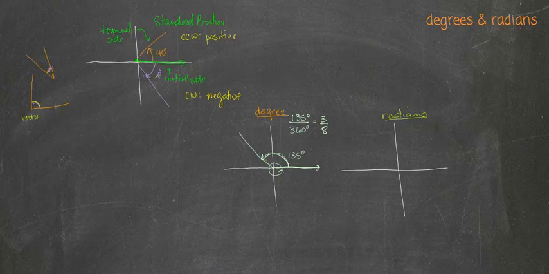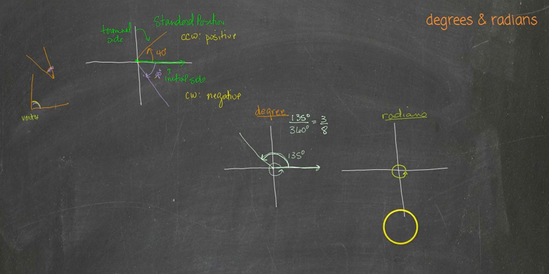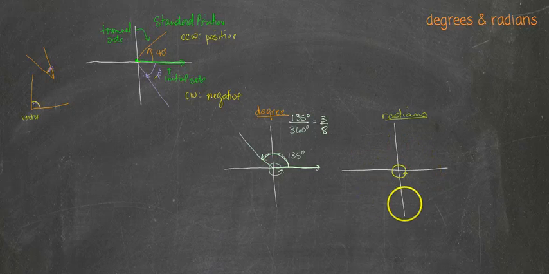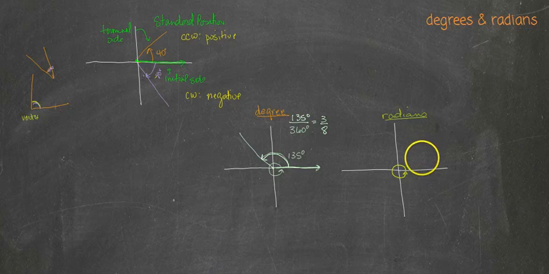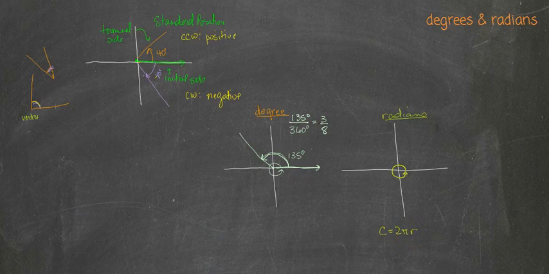Let's compare this to radians. You already know how many radians it takes to go all the way around a circle. You may not know that you know it, so let me show you. Imagine that you drew a circle with a radius of 1. The circumference is 2 pi r, but if the radius is 1, then the circumference is 2 pi.